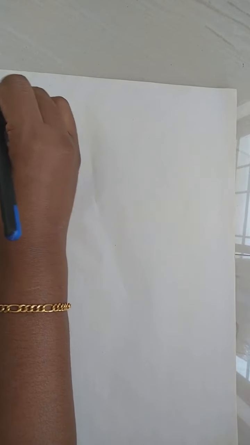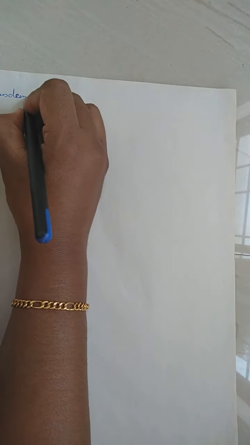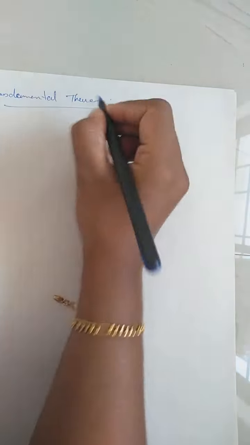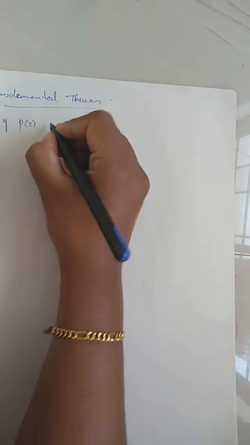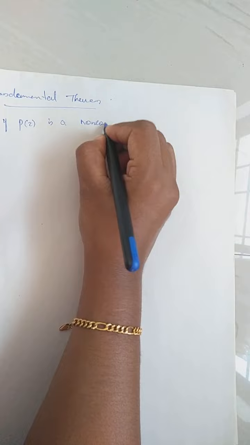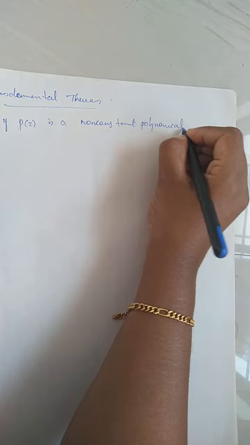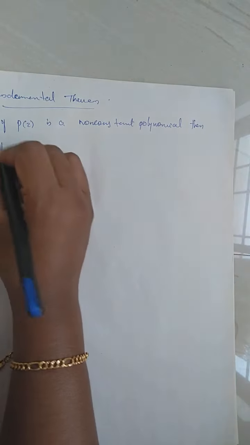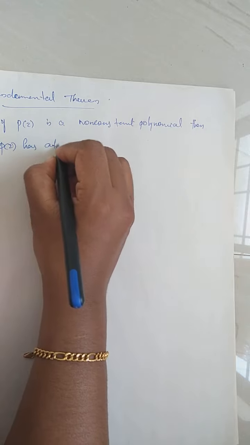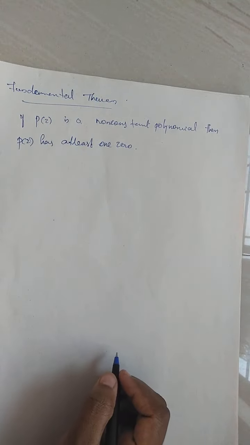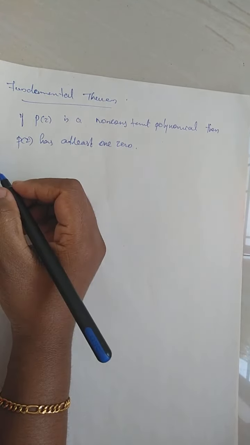Now this Rouche's theorem can also be used for proving the fundamental theorem. So what is the fundamental theorem of algebra? It says that if P(z) is a non-constant polynomial, then P(z) has at least one zero in C. So that is the statement of the fundamental theorem, right? So how will you prove this statement by using Rouche's theorem?